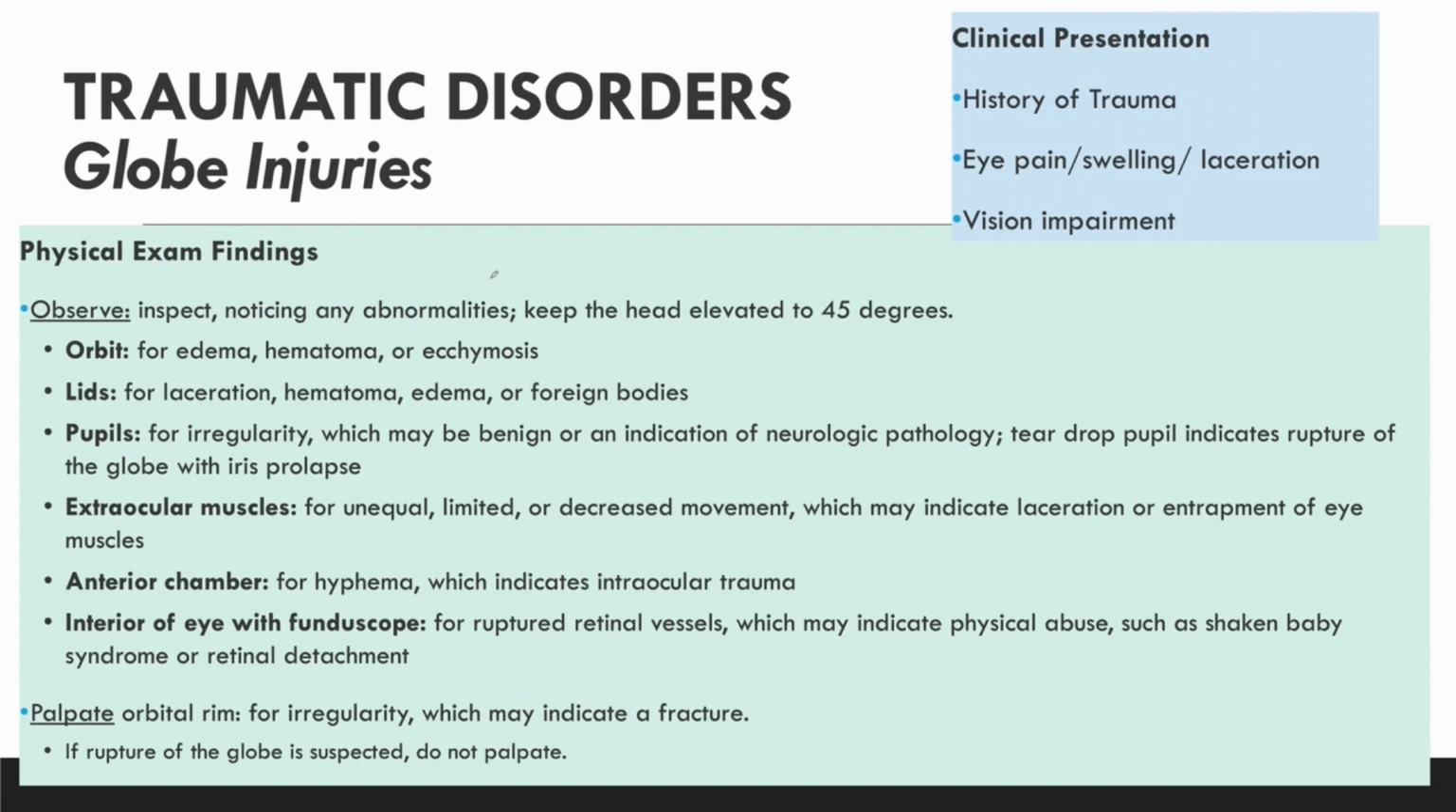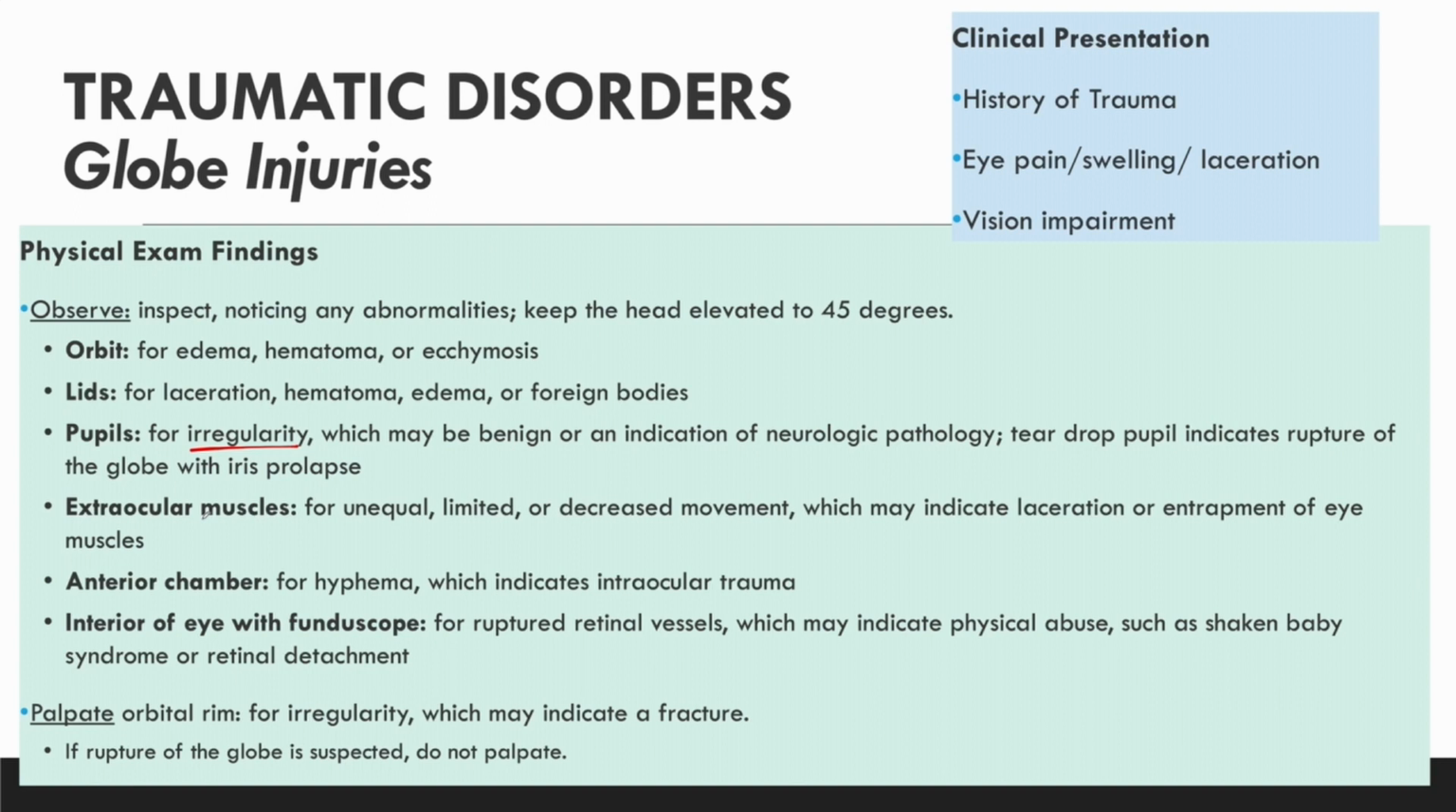So the first thing you do is inspect. You're going to look for edema, hematoma in and around. You're going to ask about the history. You're going to look for lacerations, hematomas, foreign bodies, and then the pupil, if you have an open globe, tends to be irregularly shaped, teardrop shaped. Sometimes it can kind of prolapse.